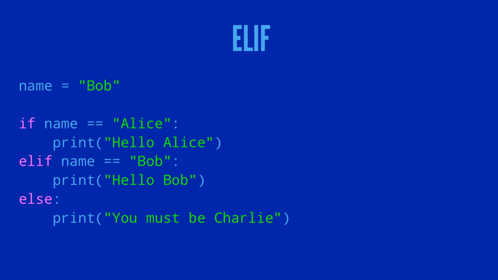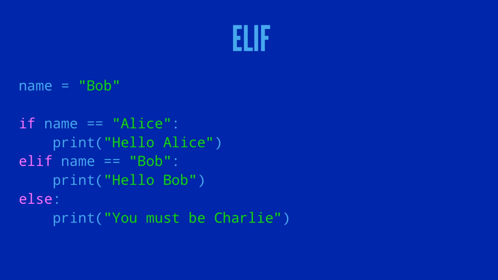So if you imagine here, we've got three pathways on the screen. The print hello Alice is one pathway, the print hello Bob is a second pathway, and the else statement at the end, the print you must be Charlie, is the third pathway. So the code gets executed from the top to the bottom. It will first of all check the expression on the first if statement. So it will check to see if name equals Alice. If that is true, it will execute that code, and then the rest of this code will all be ignored because it's already taken that one pathway.